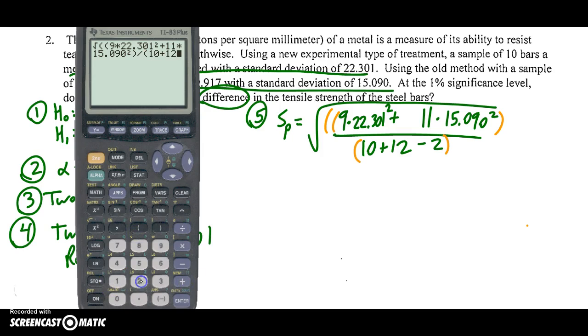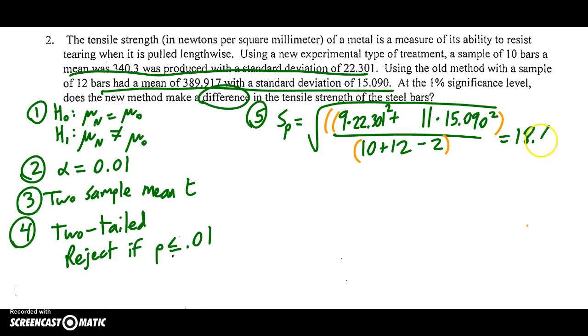10 plus 12 minus 2, double parentheses, and if you hit enter, you get a pooled standard deviation of 18.683. Okay, it should make sense, by the way, that this standard deviation is between these two numbers somewhere. If you get something like 2, in this case, that would be way wrong.